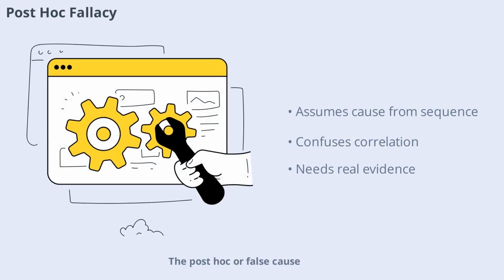The post hoc, or false cause, fallacy assumes that because one event follows another, the first caused the second. For example, "I wore my lucky socks and then aced the test, so the socks must be lucky." This reasoning confuses correlation with causation. Just because two things happen in sequence doesn't mean one caused the other. Always look for real evidence of cause and effect before drawing conclusions.